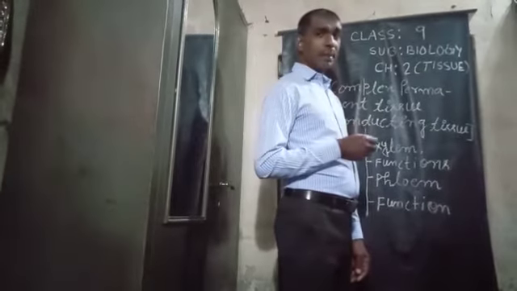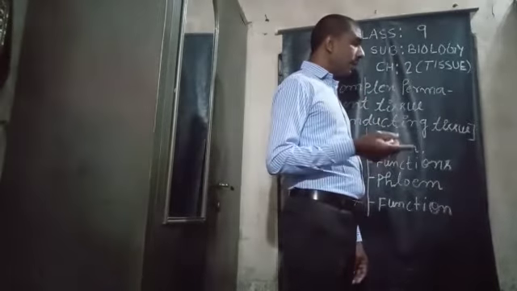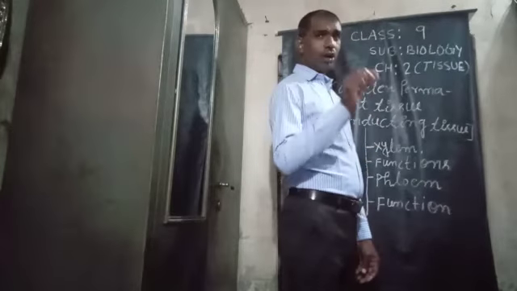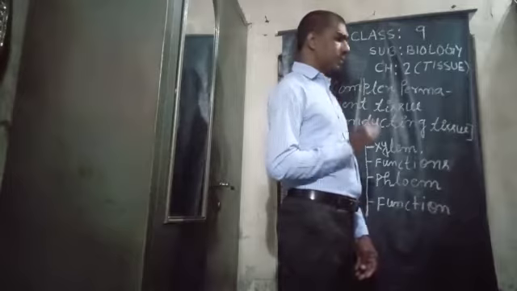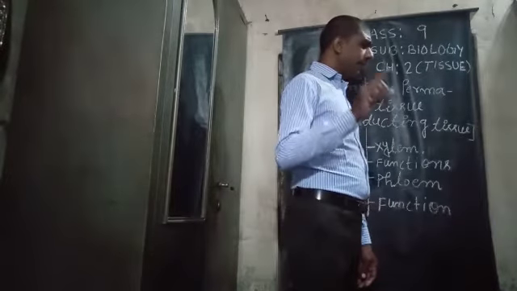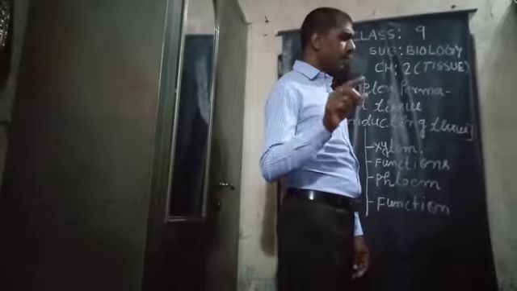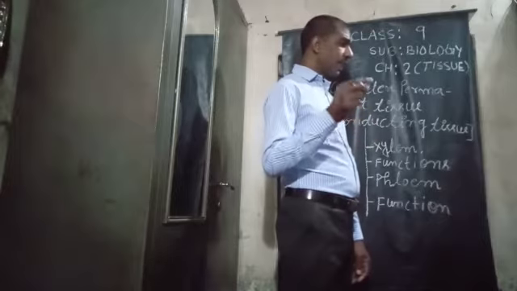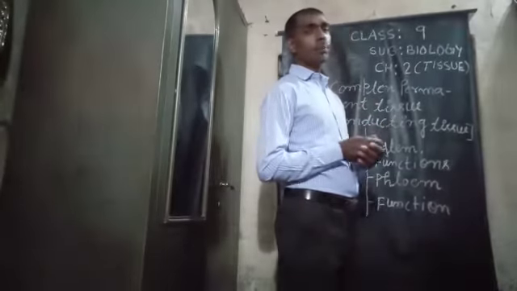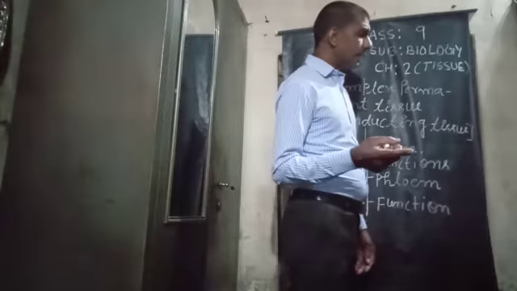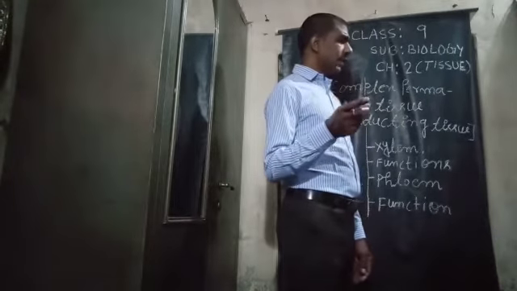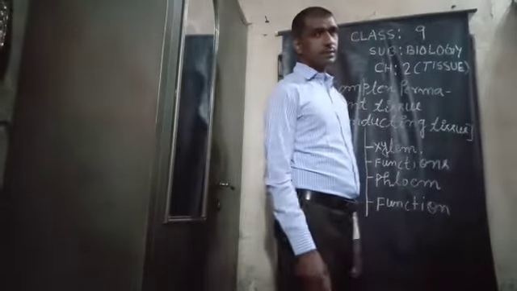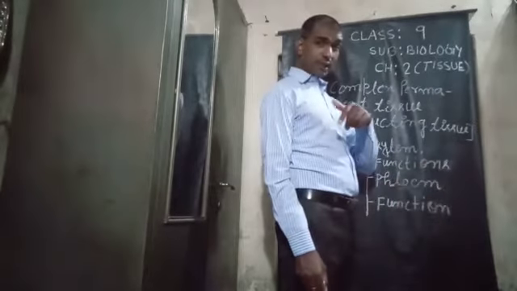After that, I am going to describe companion cells. Companion cells lie on the side of sieve tubes and are connected with them through the plasmodesmata. They are thin-walled small cells with dense cytoplasm and a large elongated nucleus. So companion cells have a nucleus.